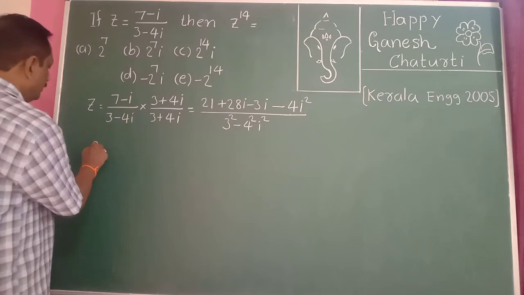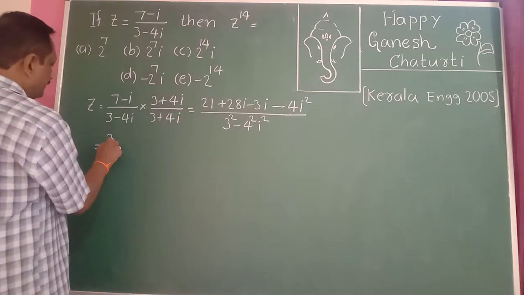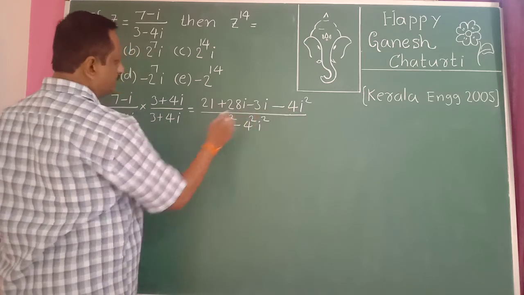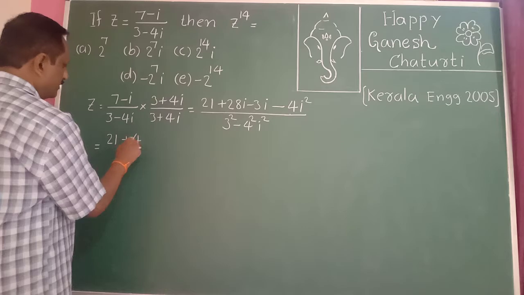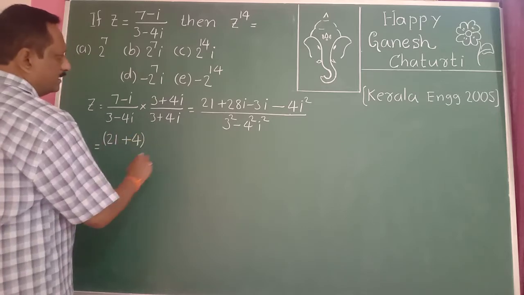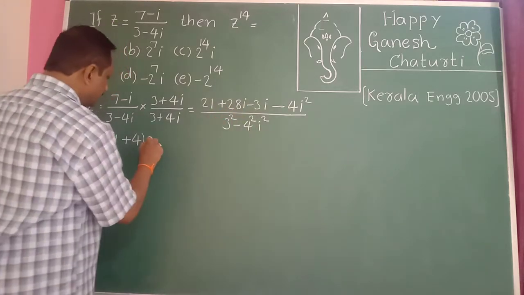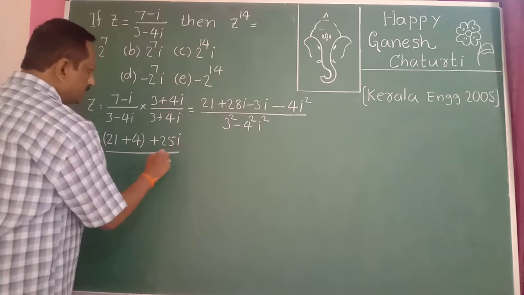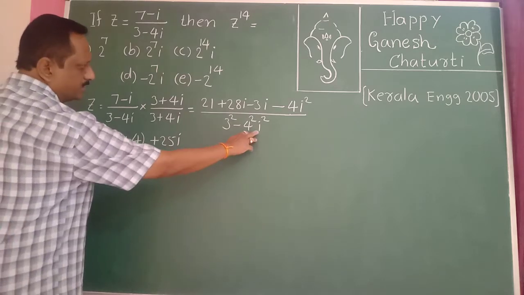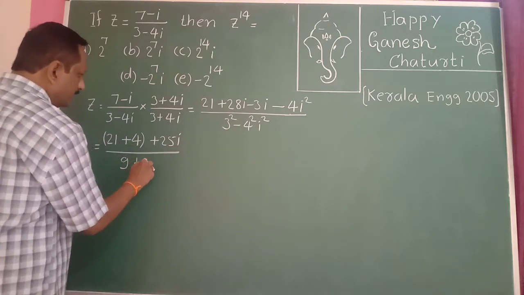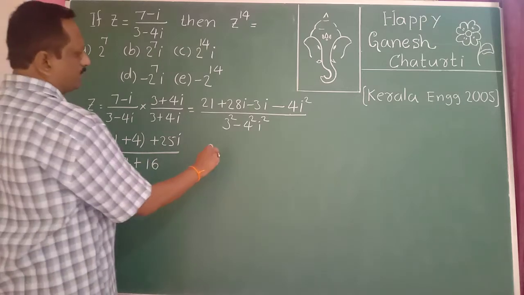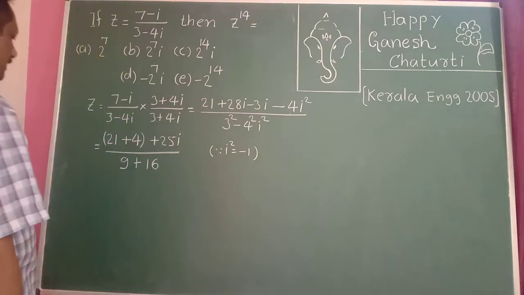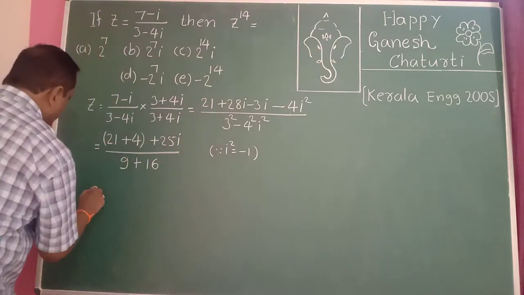Then this is equal to 21, and you know i square is minus 1. Minus into minus becomes plus, so plus 4. These are the real parts. 28i minus 3i becomes 25i, divided by 3 square is 9, i square is minus 1, minus into minus becomes plus, 4 square is 16. Because here i square is minus of 1. Then 21 plus 4 becomes 25.